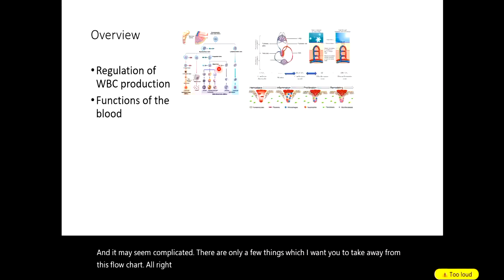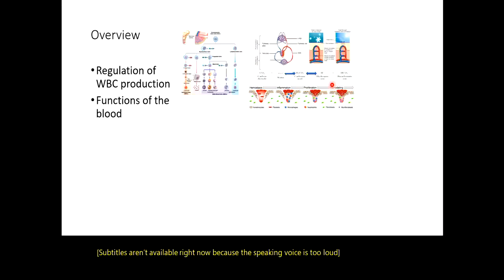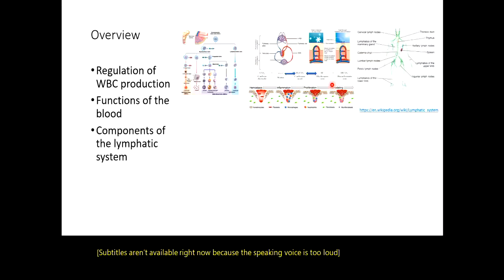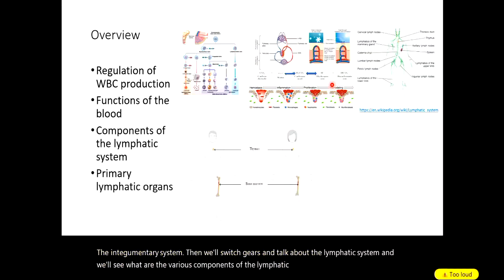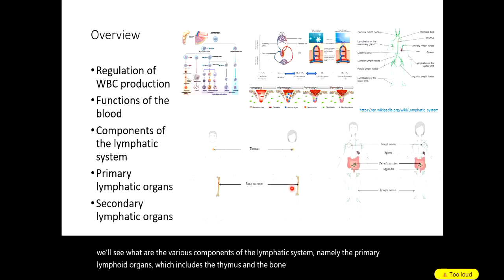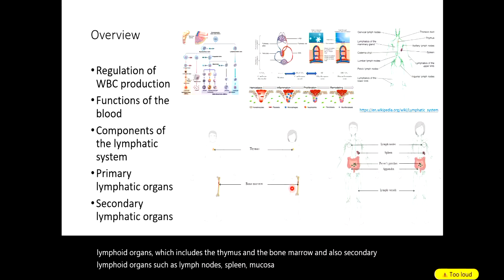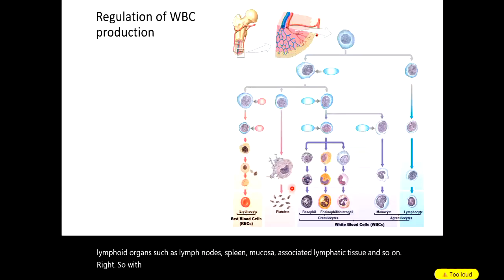Then we'll talk about the functions of blood. As you can see in this picture here, most of it you're already familiar with because we talked about the functions of blood in the integumentary system. Then we'll switch gears and talk about the lymphatic system, and see the various components of the lymphatic system, namely the primary lymphoid organs, which include the thymus and the bone marrow, and also secondary lymphoid organs such as lymph nodes, the spleen, mucosa associated lymphatic tissue, and so on. So with that, let's begin with the regulation of the production of white blood cells.